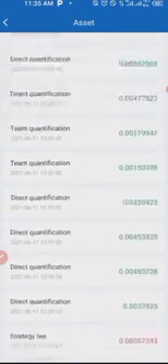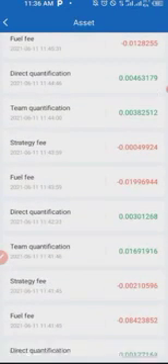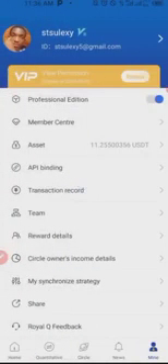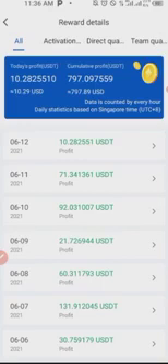Let me locate my profits. What I've gotten is, okay, you can see various withdrawals. Let me check the withdrawn profits.